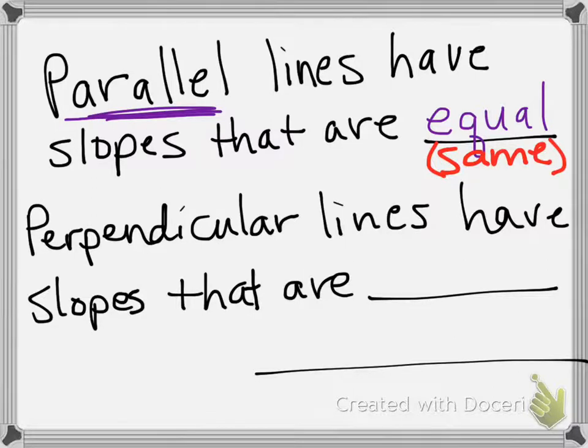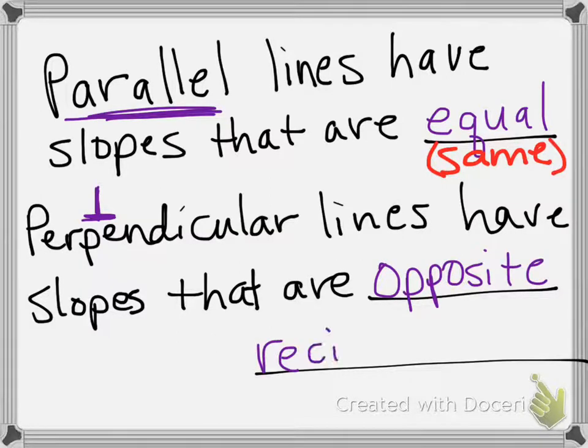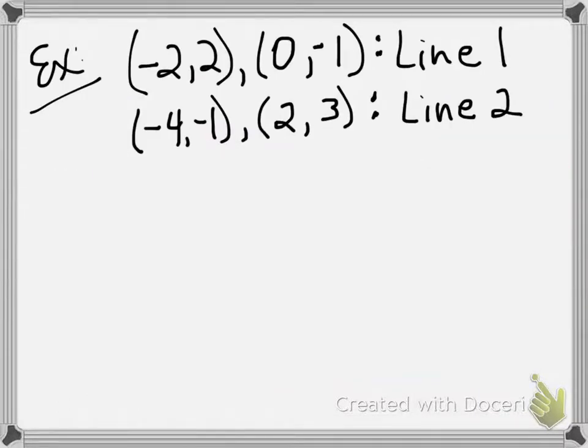All right. Perpendicular lines, and I use this symbol for perpendicular, it's an upside down T. Perpendicular lines have slopes that are opposite reciprocals. So if it's opposite, that means positive becomes negative and negative becomes positive. And if it's a reciprocal, that means you take a fraction and you flip it over, so the numerator becomes the denominator and the denominator becomes the numerator. So let's look at some examples of this.